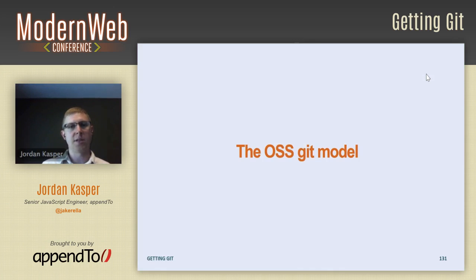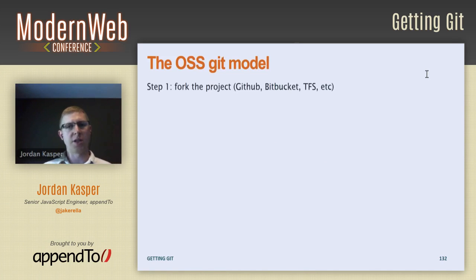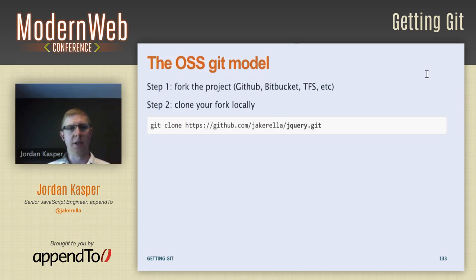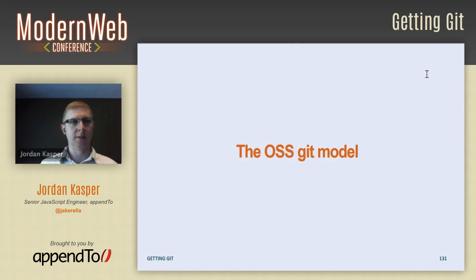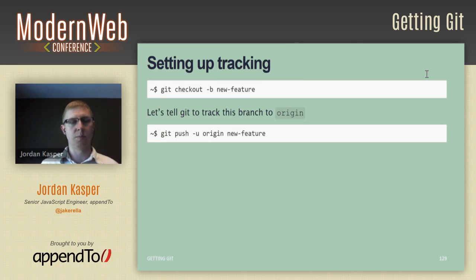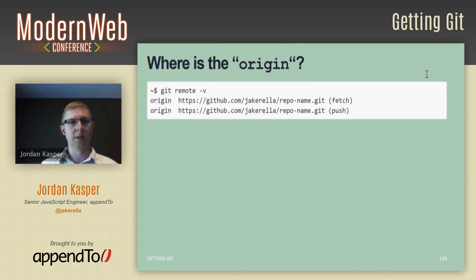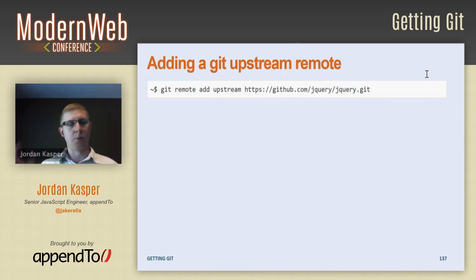And I don't really have time for this, but really briefly, the open source Git model. So this is just kind of generally the process flow. You fork a project on GitHub, Bitbucket, whatever. You clone it locally, just like you saw earlier. You make some changes. You push those changes to your remote fork, just like we showed you. You just push that new branch to your remote. And then you submit the pull request.